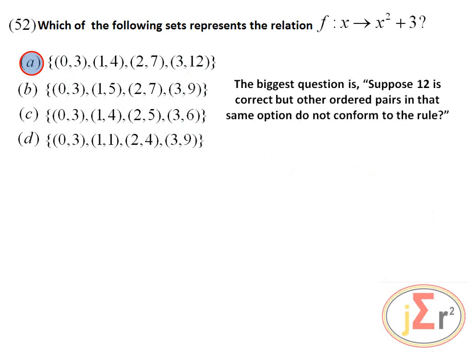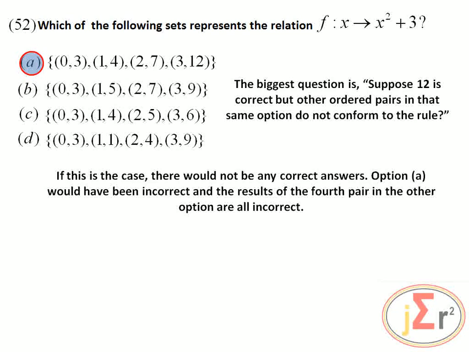The biggest question is, suppose 12 is correct, but other ordered pairs in that same option do not conform to the result. That's a big question. Let us say that X is correct, but when we choose, like this one, it is not correct. How would we deal with such a situation?